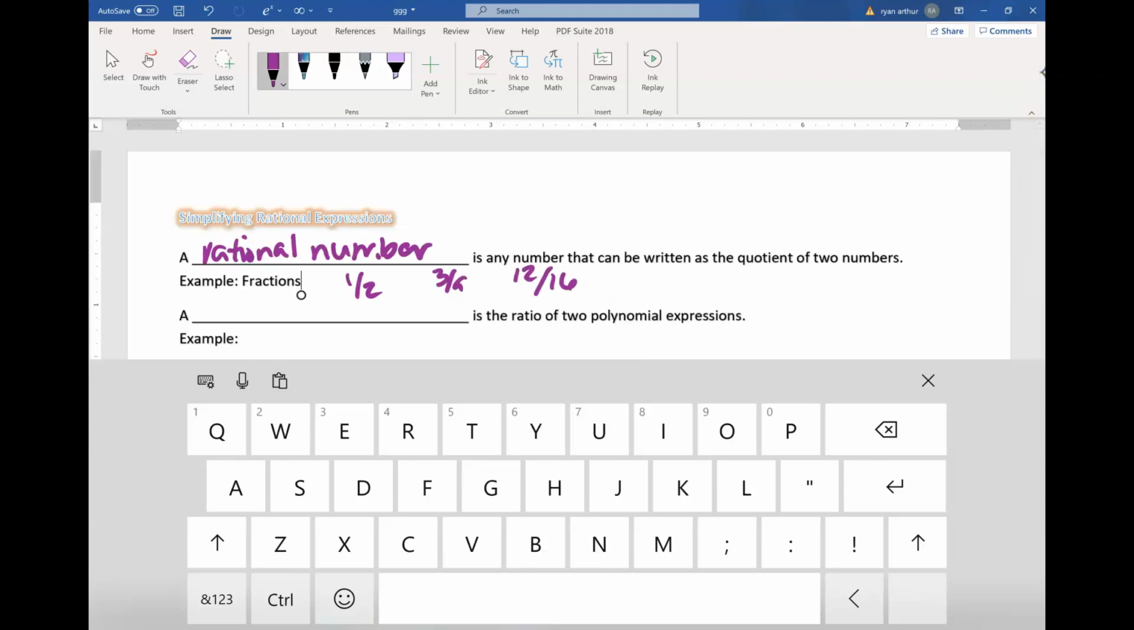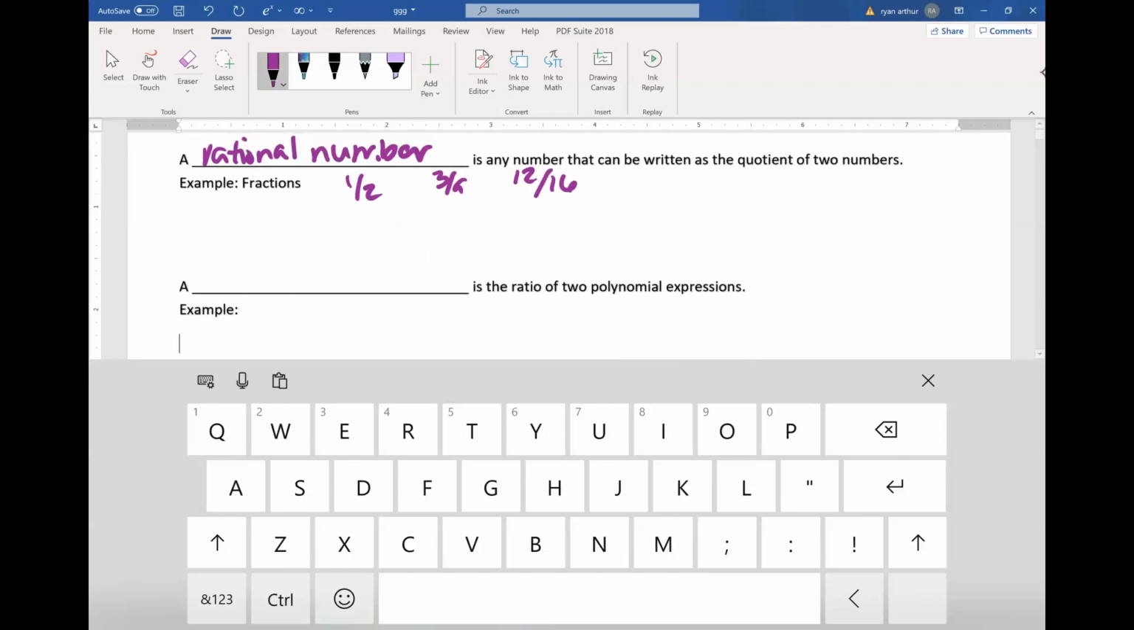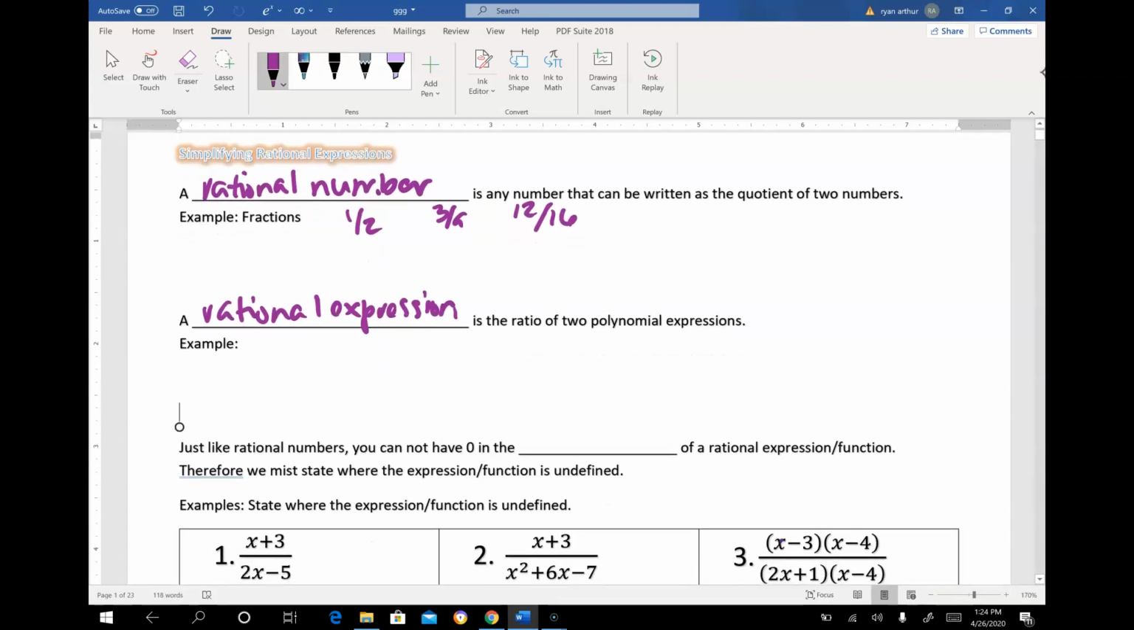Okay, so that's rational numbers. Now, a rational expression is a ratio of two polynomial expressions. So it's the same thing, except now we are adding variables. So an example would be 5x plus 3 over 2x minus 5. You can even have 1 over x as a rational expression. As long as x is in the denominator, you're a rational expression.